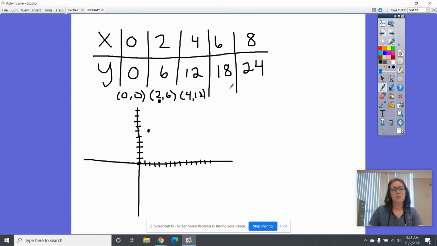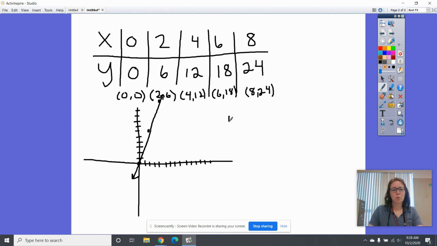So I'm obviously out of room. But the next point I would plot is 6, 18 and 8, 24. And then once you have plotted all those, you can just connect them with a line to make your graph. Then the last step is equation.